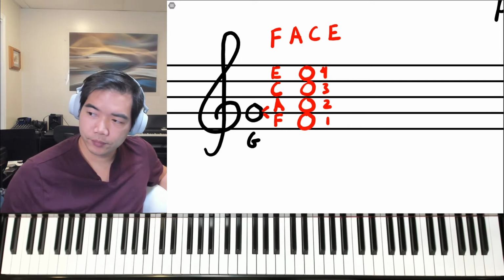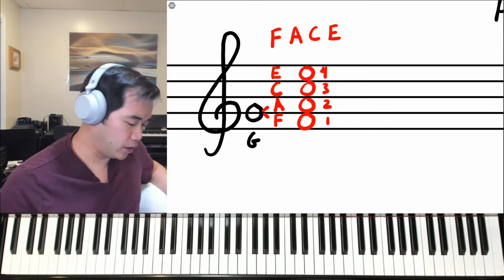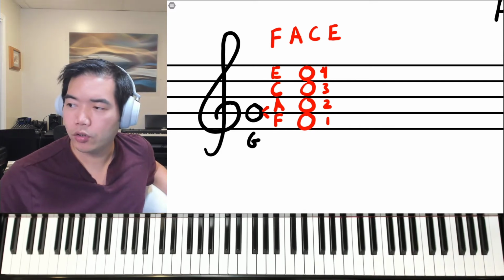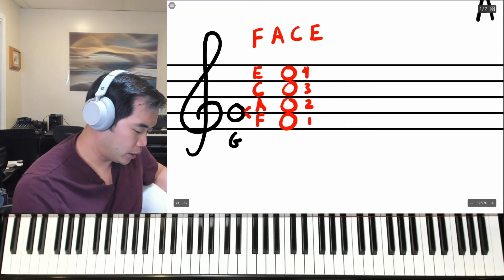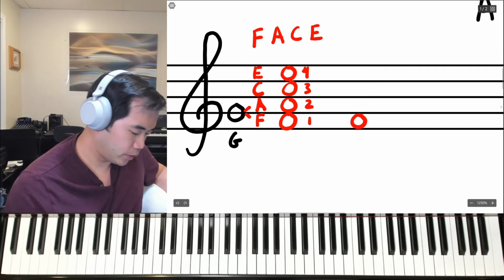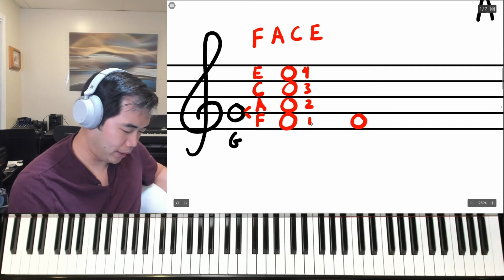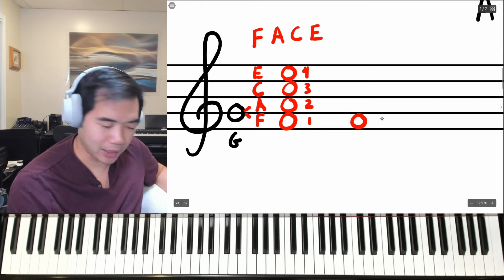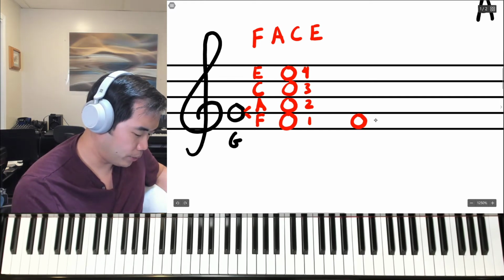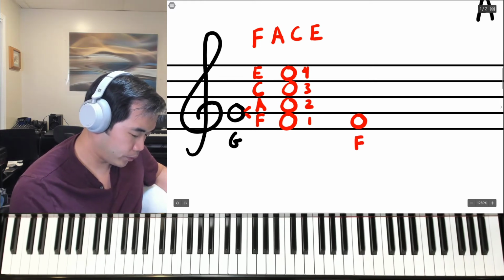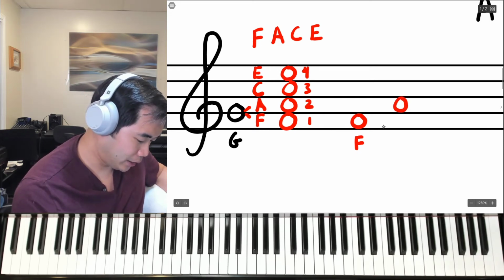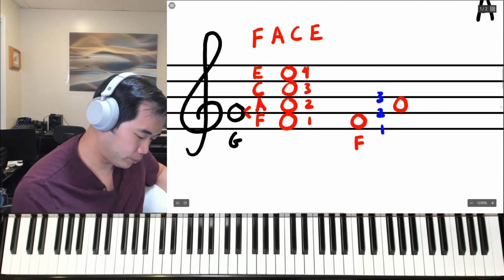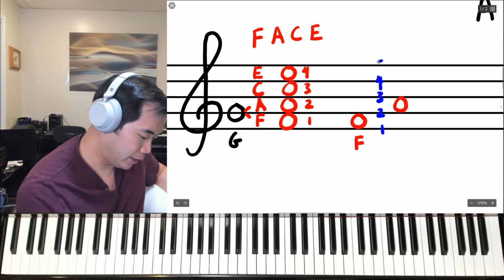Face. So just by using the space notes, you can actually learn to read the notes pretty fast, pretty quickly. So if a note is on the bottom space, the first space between the bottom line and the second line, that's always going to be the note F. If a note is in between the second line, let's say this is the first line, second line, third line, fourth line, and fifth line.